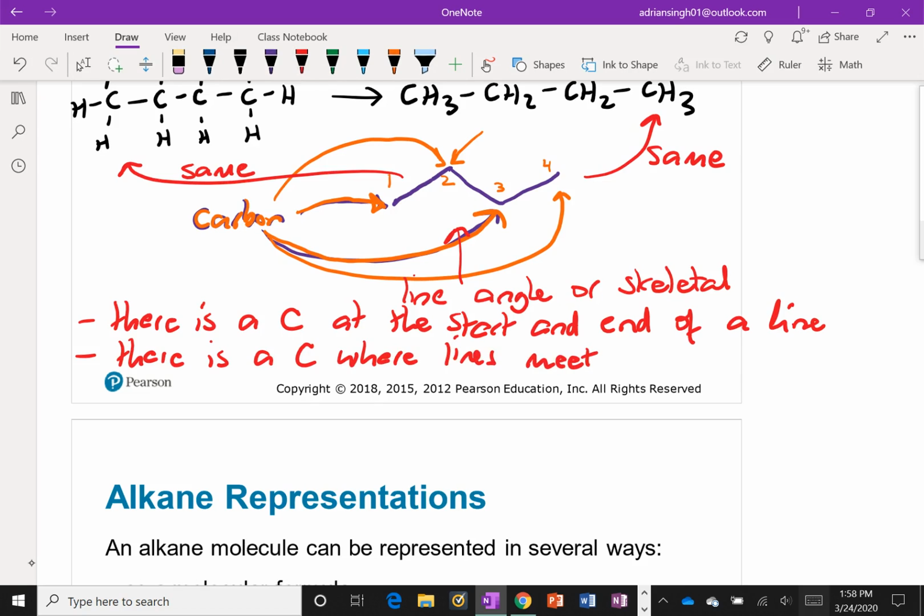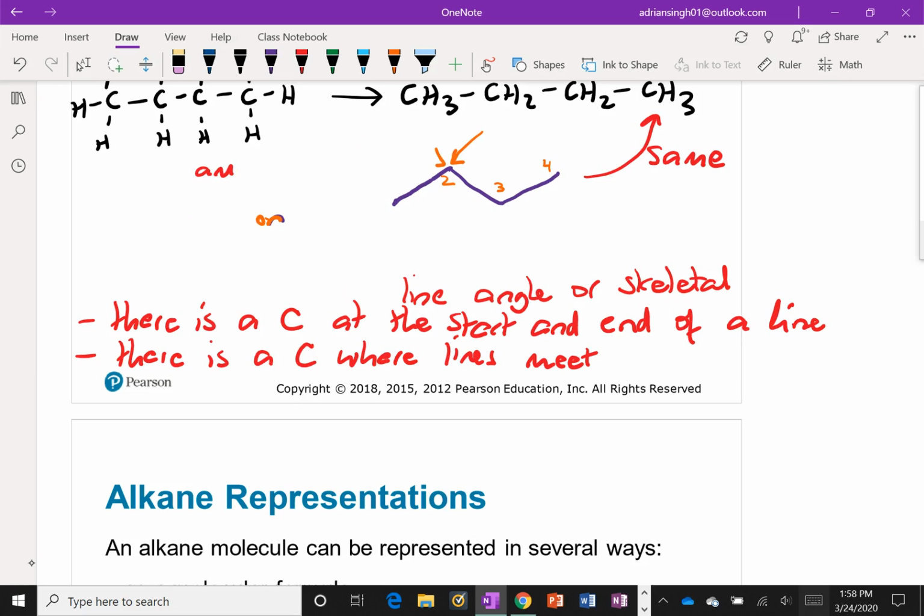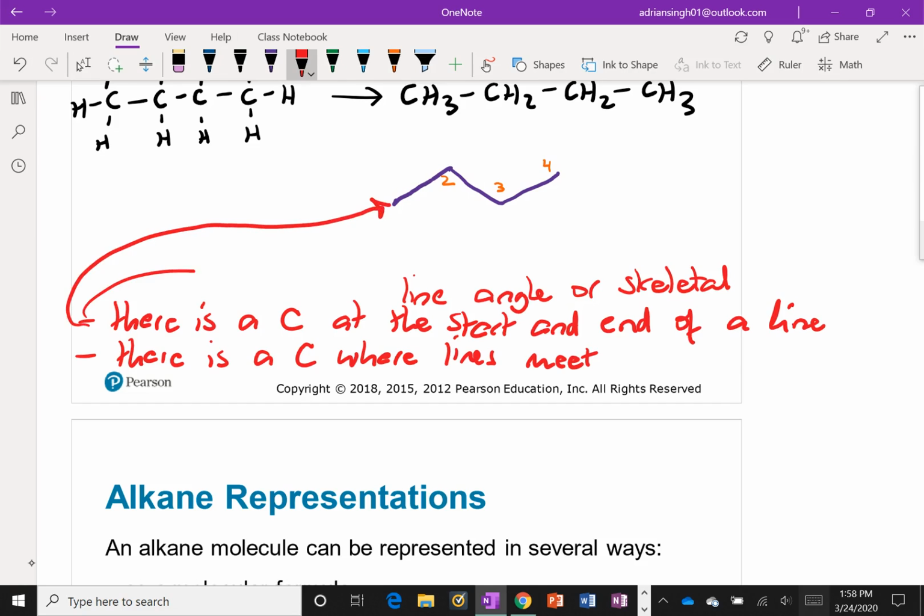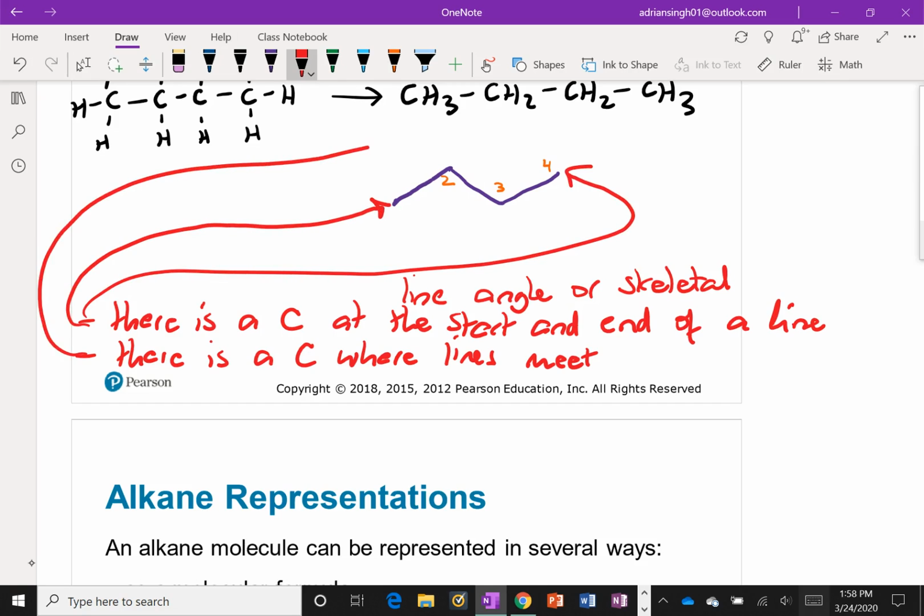All right, so I'm going to erase some of this stuff here. There's a carbon at the start and the end of a line. So there's a carbon right here, and there's a carbon at the end of the line, and there's a carbon where lines meet. So there's a carbon right here, and there's also one right there. So those are our 4 carbons.